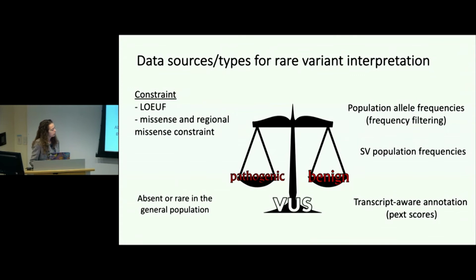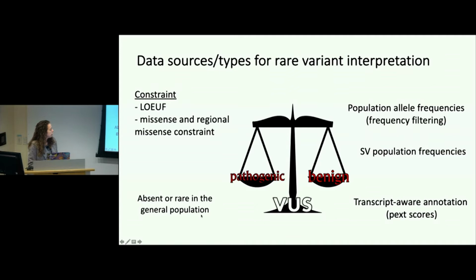So there are a lot of tools that have been built off the gnomAD data set to help with variant interpretation. We've talked about population allele frequency filters. We also have structural variant population frequencies. I'm going to talk today about transcript-aware annotation and pext scores.